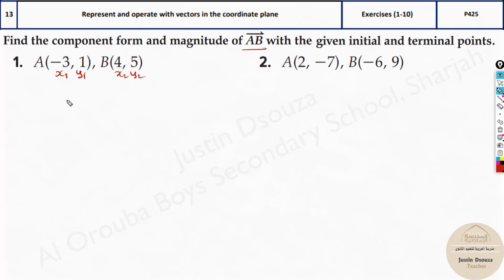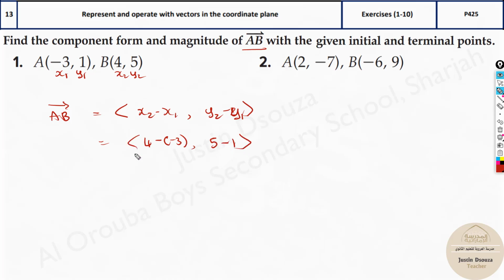The component form for the vector is very simple. We write AB with a line over it. This is given as diamond brackets x2 minus x1 comma y2 minus y1. So you get two digits over here then. Now let's substitute. We have x2 as 4 minus negative 3, and for y2 we have 5 minus y1, which is 1. And the answer can be easily computed. It will be 4 plus 3, that is 7, and 4. This is the component form.